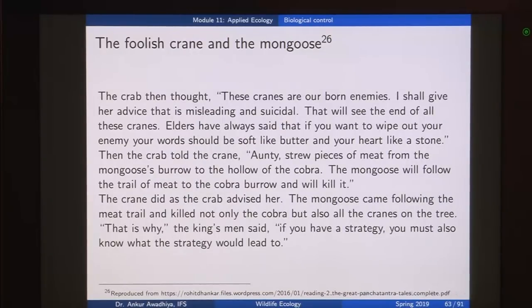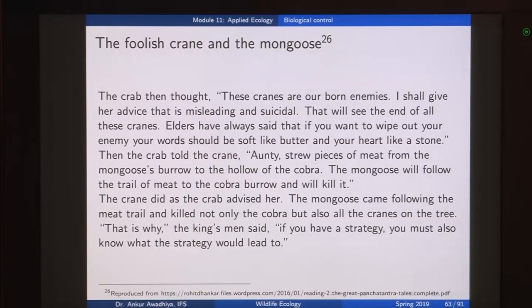The crab then thought, "These cranes are our born enemies. I shall give her advice that is misleading and suicidal, that will see the end of all these cranes. Elders have always said that if you want to wipe out your enemy, your words should be soft like butter and your heart like a stone." Then the crab told the crane, "Auntie, strew pieces of meat from the mongoose burrow to the hollow of the cobra. The mongoose will follow the trail of the meat to the cobra burrow and will kill it."